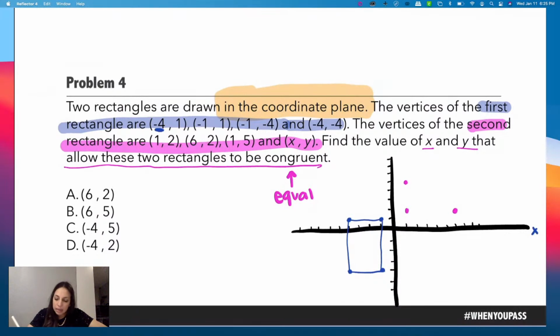So if I connect these dots, it does not create a rectangle. If I were to connect them, it would create a triangle. How could I make this a congruent rectangle?